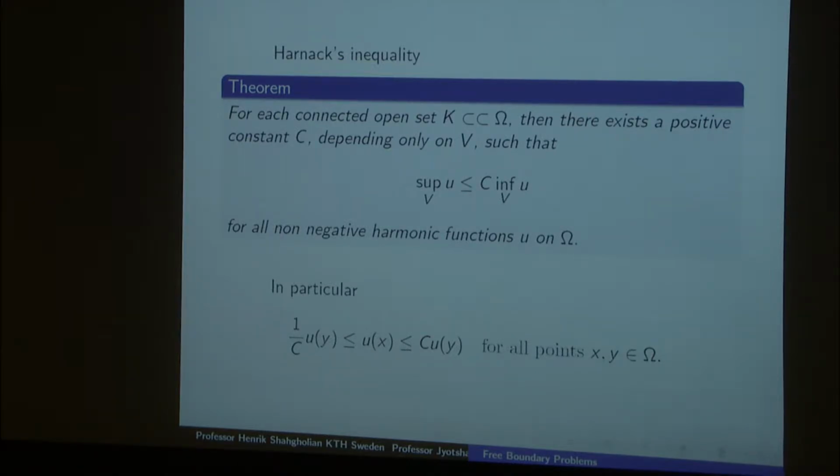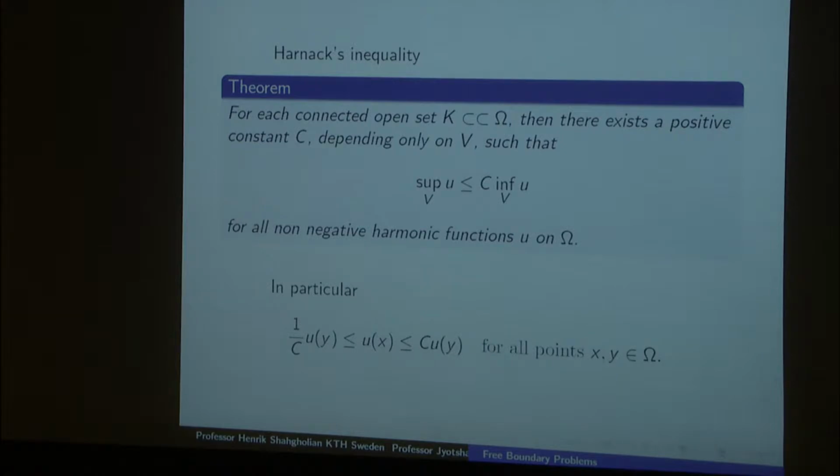So I am having a bigger domain and I have a compact set. I can take my compact set to be a closed ball which is sitting inside my given domain. Then what it says is that there exists a constant C which depends only on the ball. So it will depend on R, the radius of the ball. That's all. So here we'll have the supremum of u less than or equal to C times the infimum.